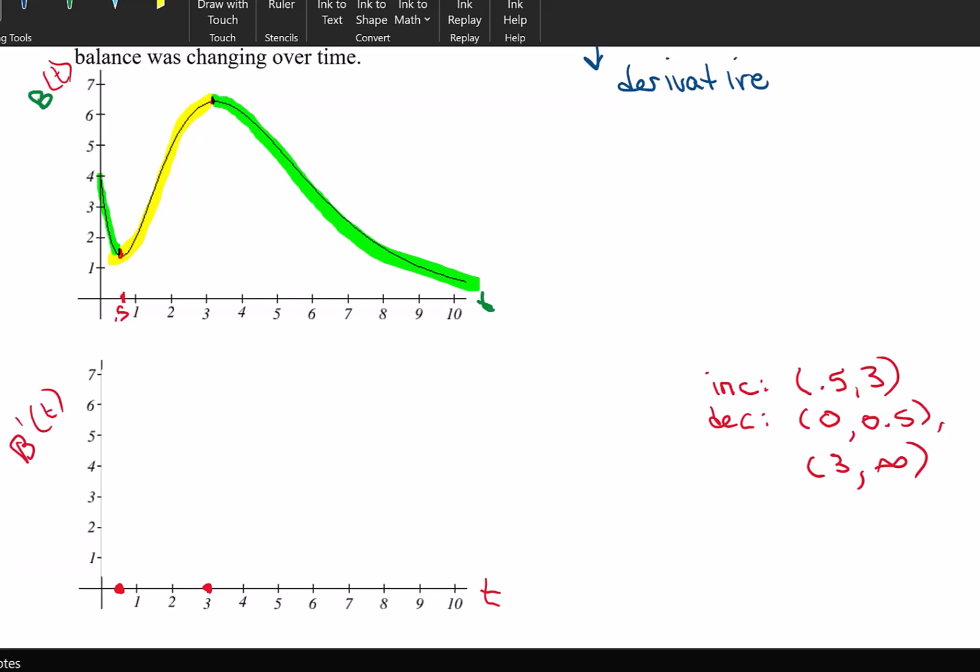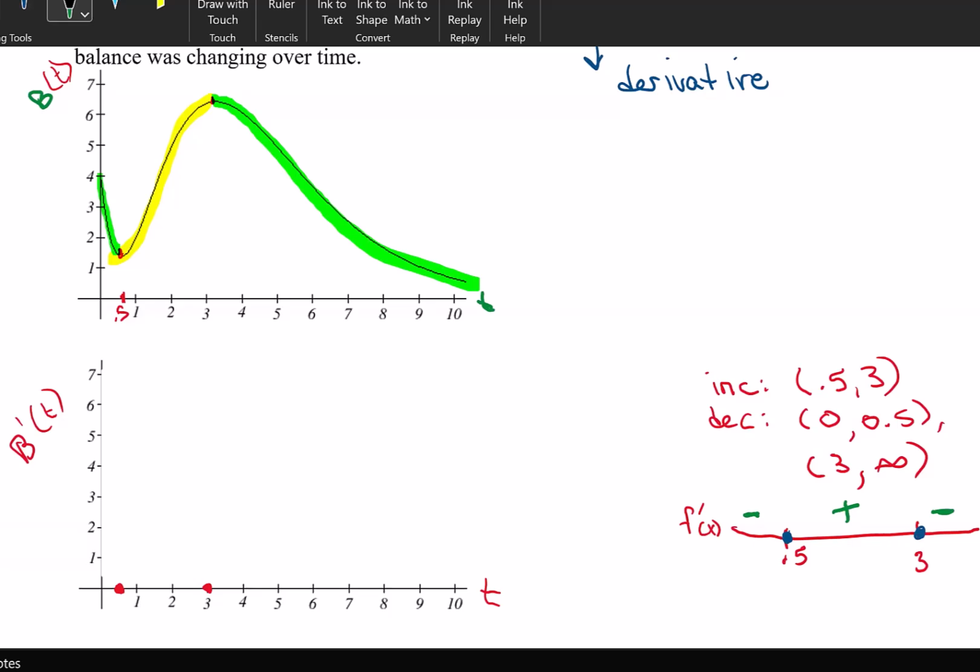That means I have a 0 at 0.5. This is f prime of x. I have a 0 there, and I have a 0 at 3. It's decreasing here, so this is negative. It's increasing here, and it's decreasing here.